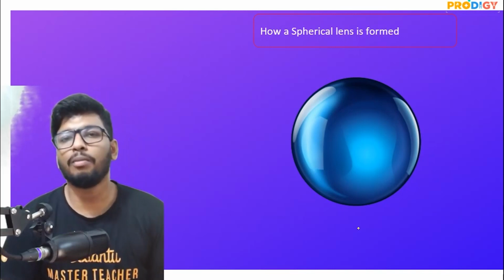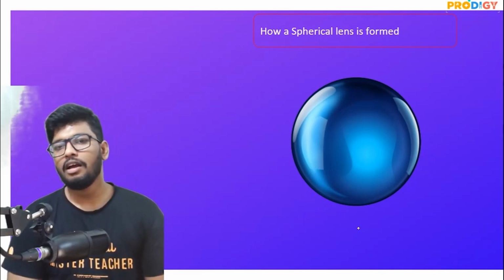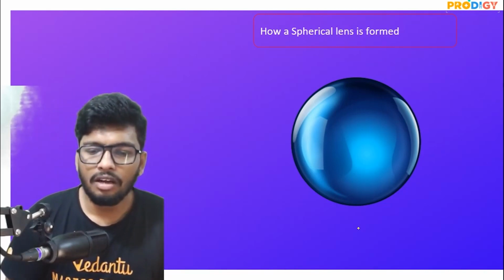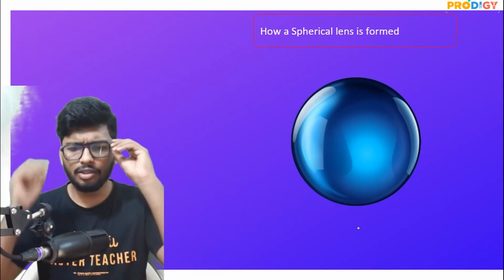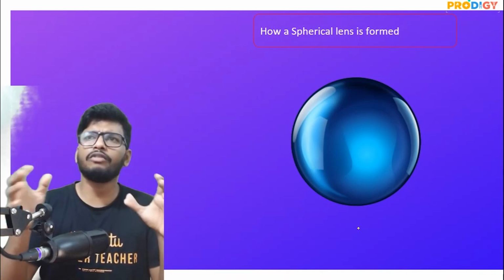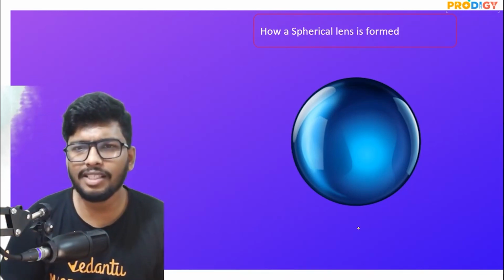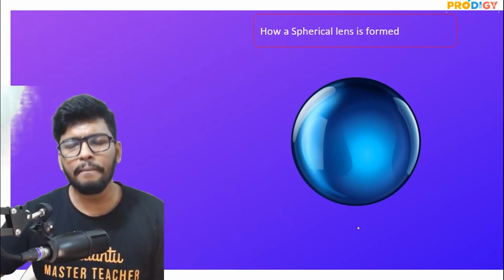Now, let's talk about lenses. I want to start with this question, guys. How is a lens formed? So, if you remember, in mirrors, we saw that a mirror is basically a part of a sphere, a glass sphere. If I cut a small portion of that glass sphere, that is what makes up my mirror.